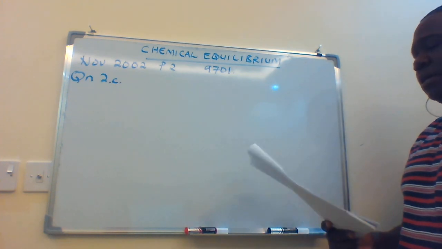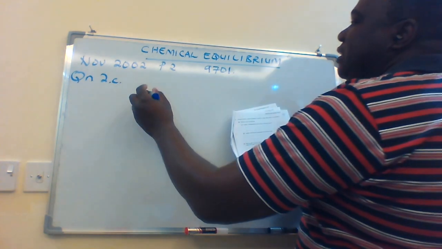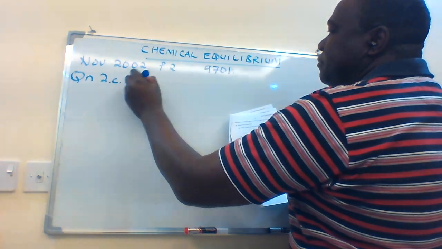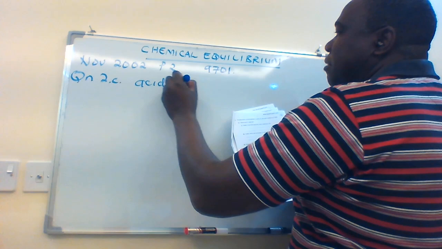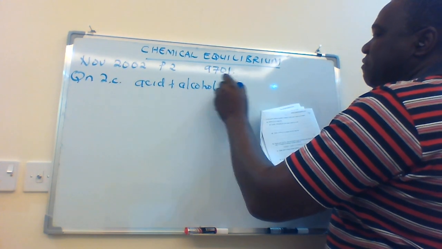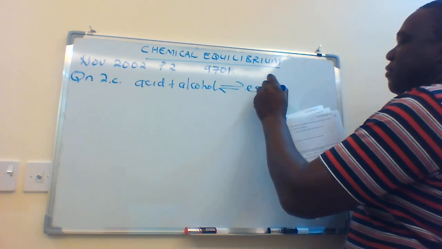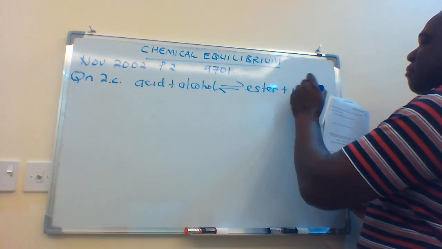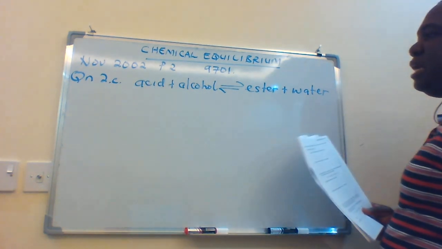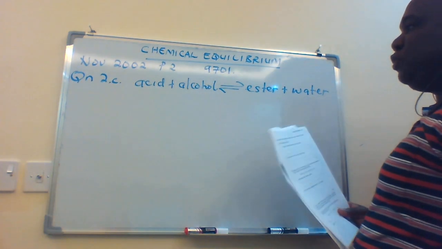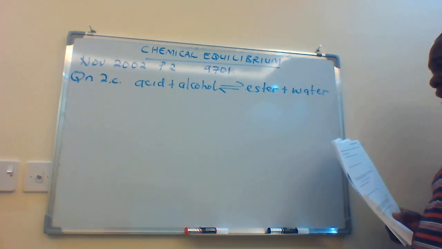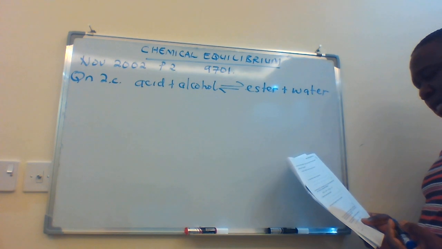It was a question regarding the reaction between ethanoic acid and ethanol, where we form the ester and water. So instead of ethanoic acid here, I'm just going to write acid, plus alcohol, then a reversible sign, and then ester plus water. Of course, the acid is going to be ethanoic acid, the alcohol is going to be ethanol, our ester is going to be ethyl ethanoate, and we are going to have water.